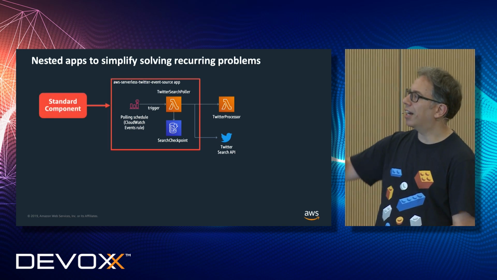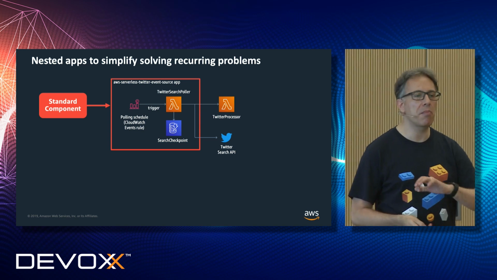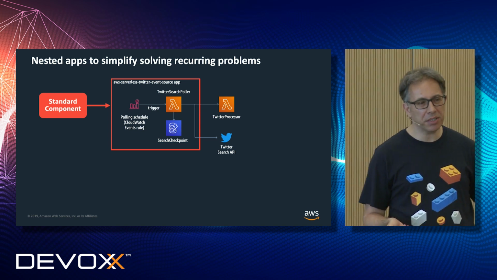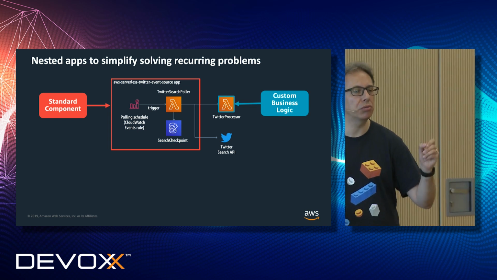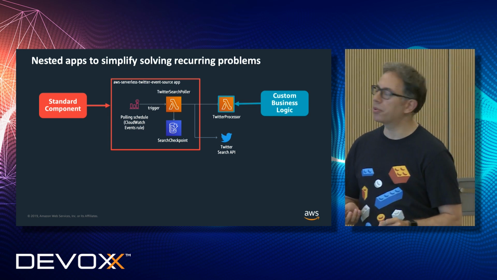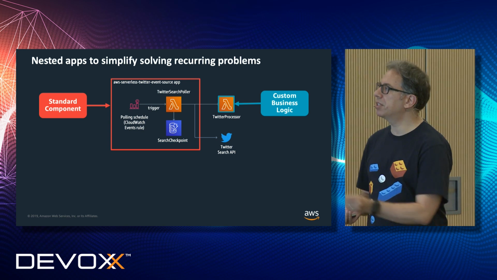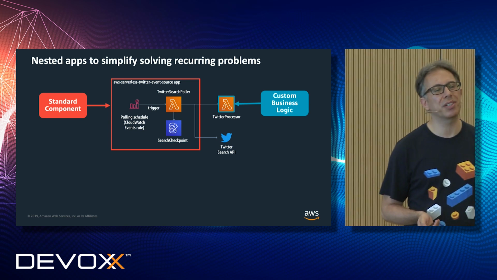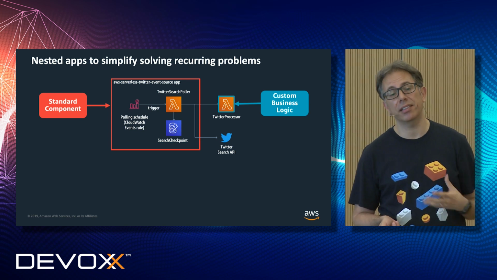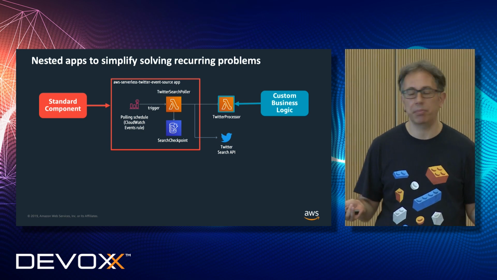So here we have a standard component that is common to lots of our customers. And then there is the unique business logic that each customer wants to do differently, the Twitter processor function. So what we did, we said, OK, let's take the standard component, let's transform it into a serverless application that can be nested inside a more general application.